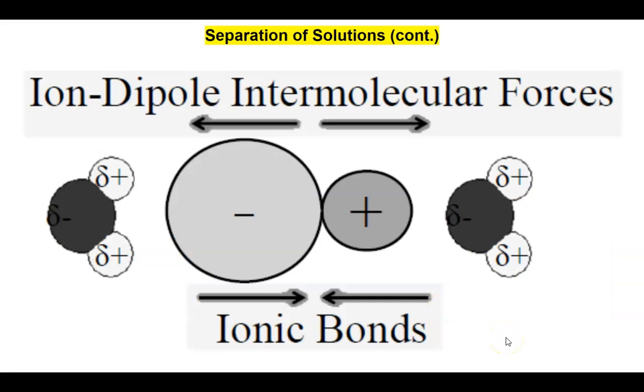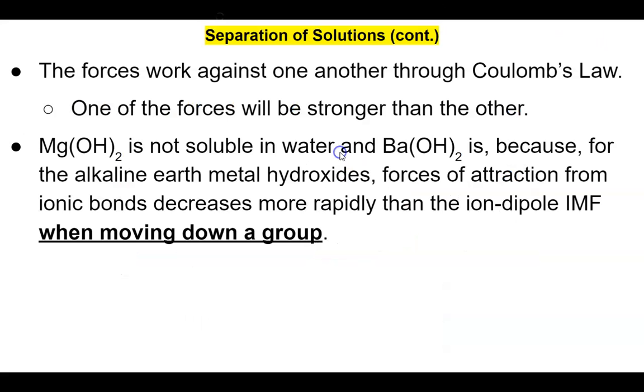So we have two forces at play here. We have our ionic bonds, that's between our cation and our anion, and then we have ion-dipole intermolecular forces. When we put our ionic compound into water, the water, which is polar, is going to try to rip our ionic compound apart. If the ion-dipole intermolecular forces are greater, it will rip apart our ionic compound. However, if our ionic bonds are stronger than the ion-dipole forces, then the ionic compound will not be ripped apart and therefore will not dissolve in water.